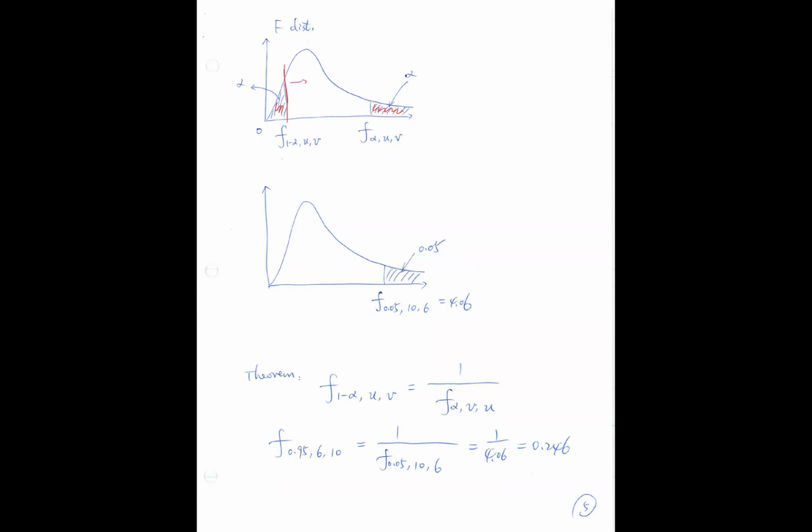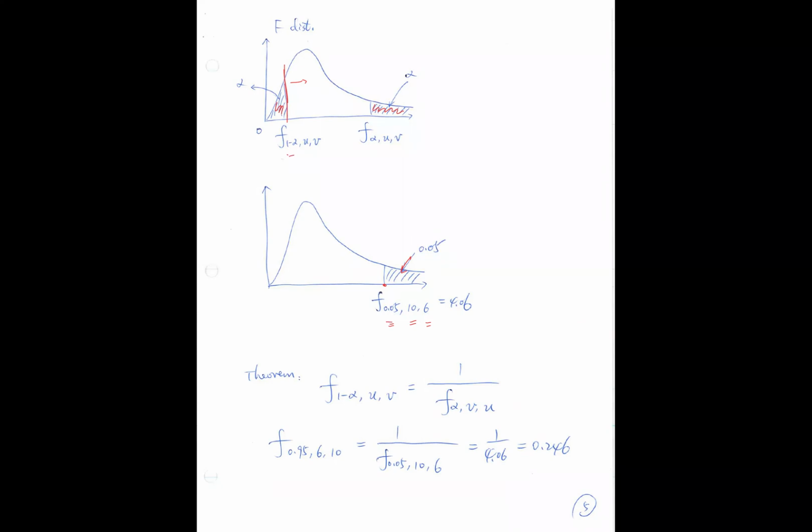We always use the upper tail. So F.05, 10, and 6 is 4.06. This is only 5% left, so this location is 4.06. However, if you know one of them, if you know F alpha, U, V, you also know F1 minus alpha, U, V.